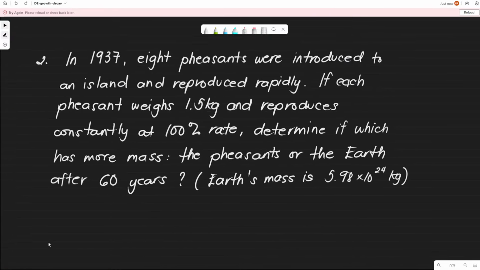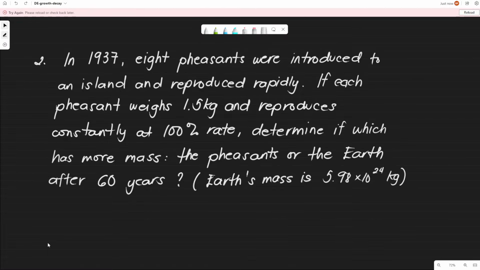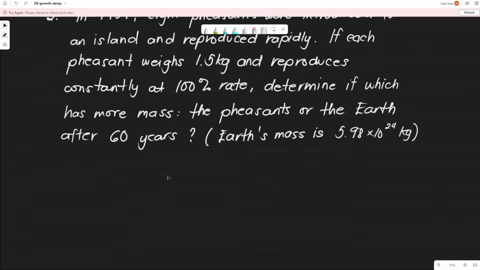Number 2. It says that in 1937, 8 pheasants, I don't know what pheasants are, just suppose it is some species, were introduced to an island and reproduced rapidly. If each pheasant weighs 1.5 kilograms and reproduces constantly at a 100% rate, determine which has more mass, the pheasants or the Earth after 60 years. The reference is Earth's mass, equal to 5.98 times 10 raised to 24 kilograms. So that is our point of reference, to know which is heavier: the pheasants after 60 years or the Earth.